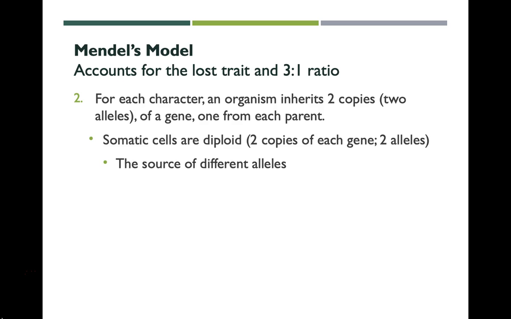So remember that all of our somatic cells are diploid, which means they have 2 copies of each type of chromosome, which means they have 2 copies of any gene on those chromosomes, and so they can have 2 different alleles or 2 different versions of that gene. They might be the same, they might be different. But the different alleles come together in the fertilized zygote. So each parent is going to pass on 1 of their alleles to that generation.